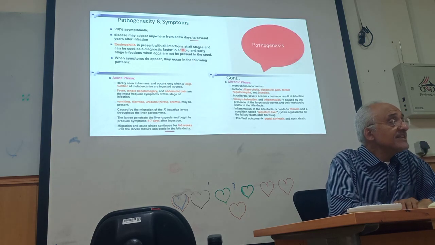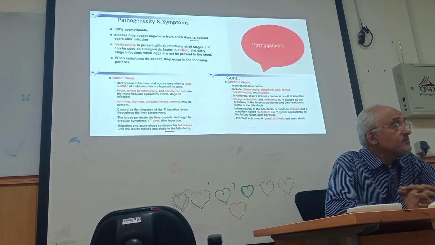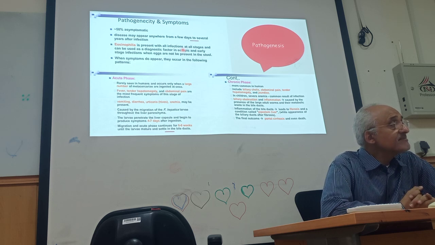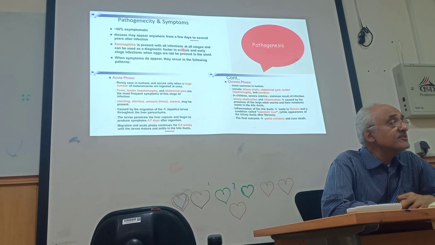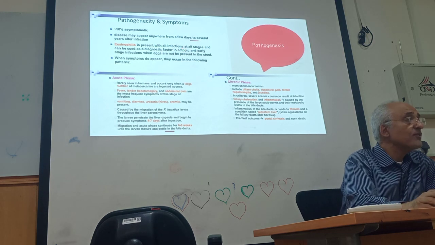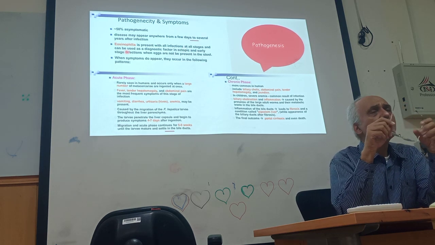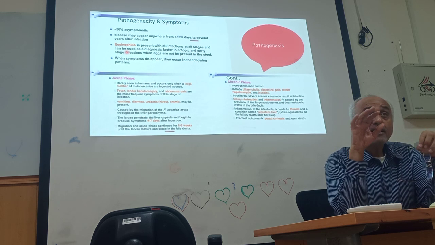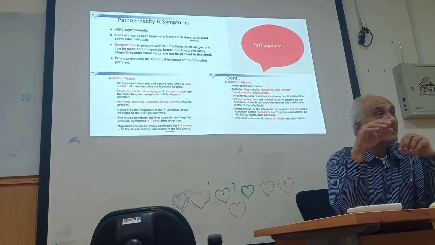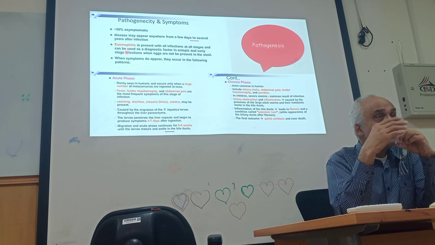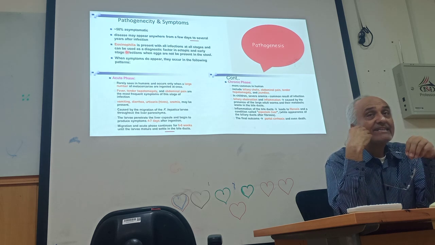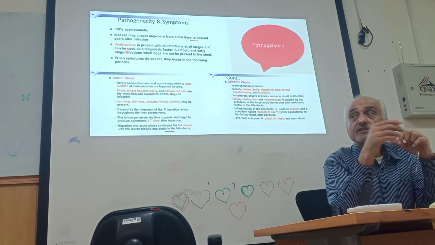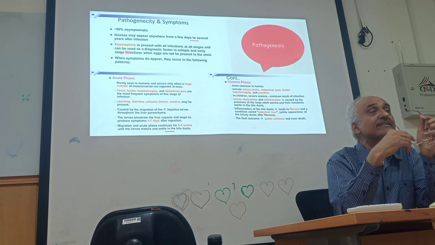Okay, pathogenicity and symptoms: 50% asymptomatic. I'm talking about humans. Disease may appear anywhere from a few days to several years after infection. Eosinophilia is very important. You know why? Because we have tissue invasion, when the cercaria and the young parasites are crawling in the peritoneum, accessing the liver and trying to penetrate the liver parenchyma to access the bile ducts.